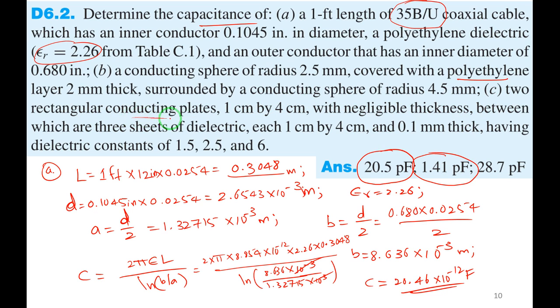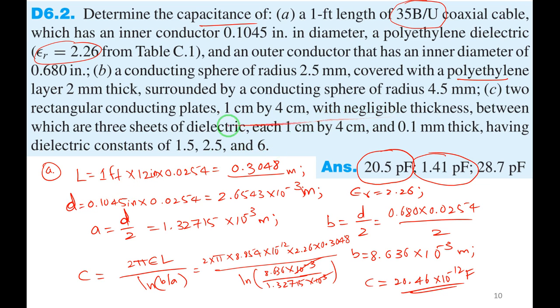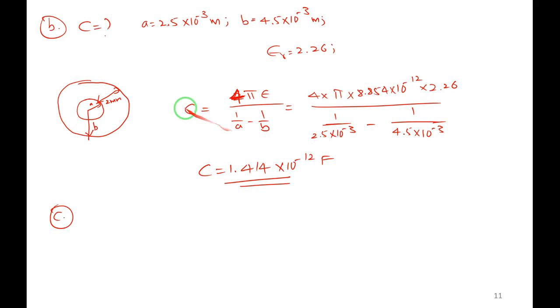Part C. Let us read the question first. Two rectangular conducting plates 1 centimeter by 4 centimeter with negligible thickness, between which are three sheets of dielectric, each 1 centimeter by 4 centimeter and 0.1 mm thick, having the dielectric constants of 1.5, 2.5 and 6 respectively. Okay, we'll see this. So parallel plate is parallel plate capacitor, right? So it is better that let me draw this structure so that it will be helpful for me.